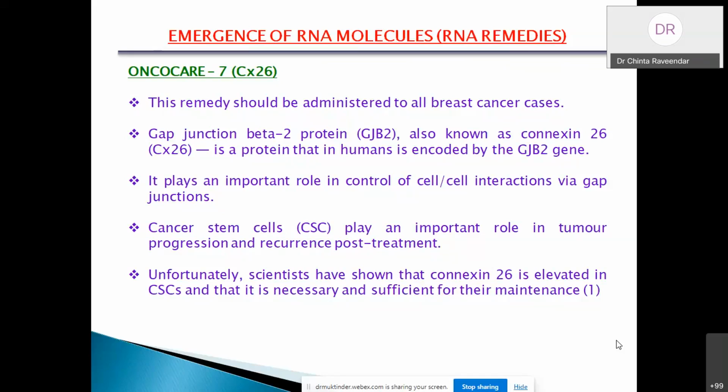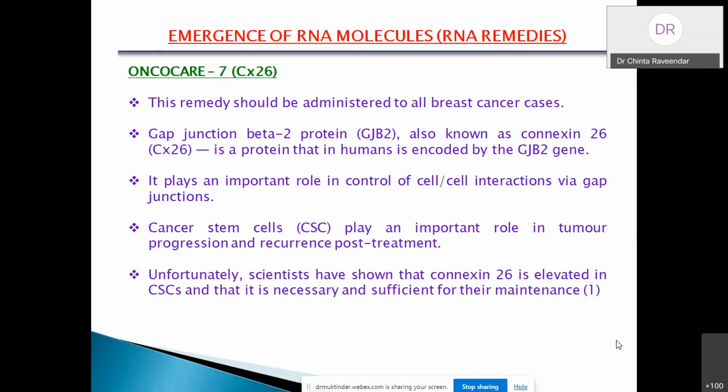Unfortunately, scientists have shown that connexin 26 is elevated in the cancer stem cells, and that is necessary and sufficient for their maintenance. This particular protein is overexpressed in cancer stem cells. That is enough for them to become cancer.